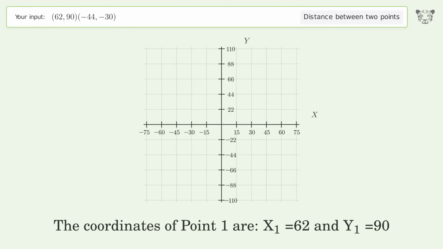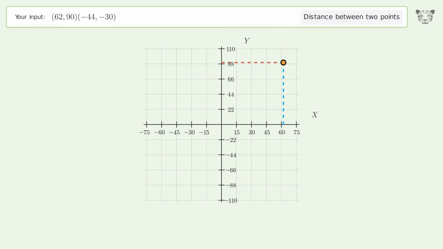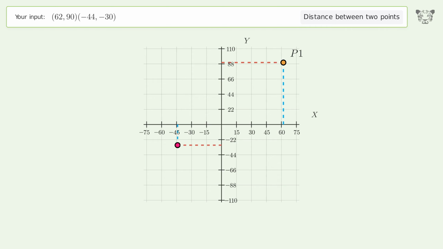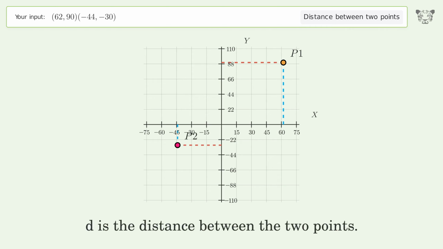The coordinates of point 1 are x1 equals 62 and y1 equals 90. The coordinates of point 2 are x2 equals negative 44 and y2 equals negative 30. D is the distance between the 2 points.